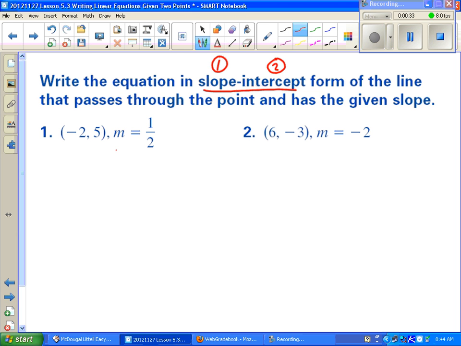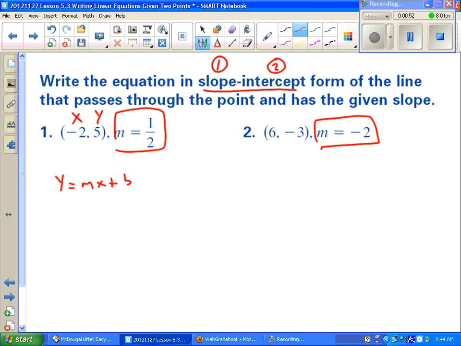Your slope is given to you, 1/2 here and 2 here. Oh, I'm sorry, -2 there. So both of your slopes are given to you. What you need to find, like we did yesterday, is the intercepts, more specifically the y-intercepts. In order to do that, you need to find what your b value is in y equals mx plus b.